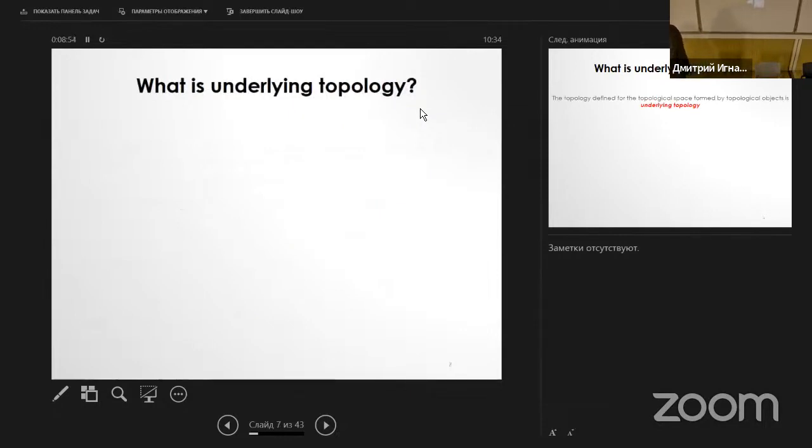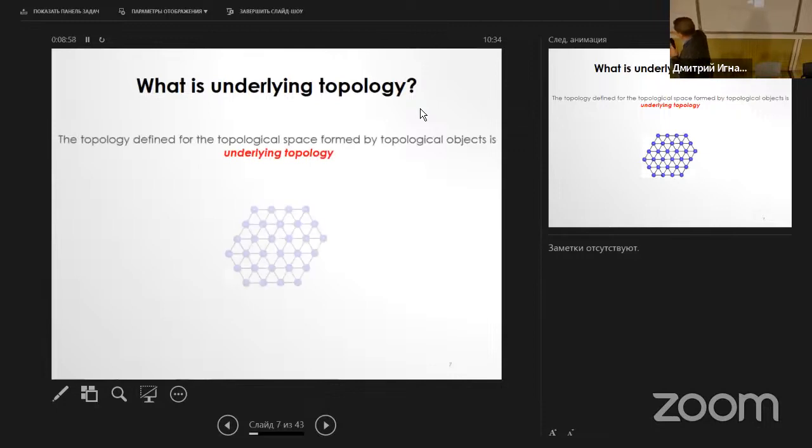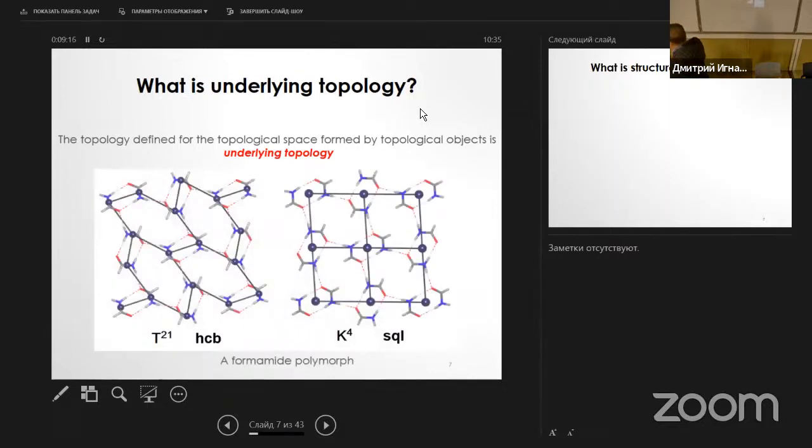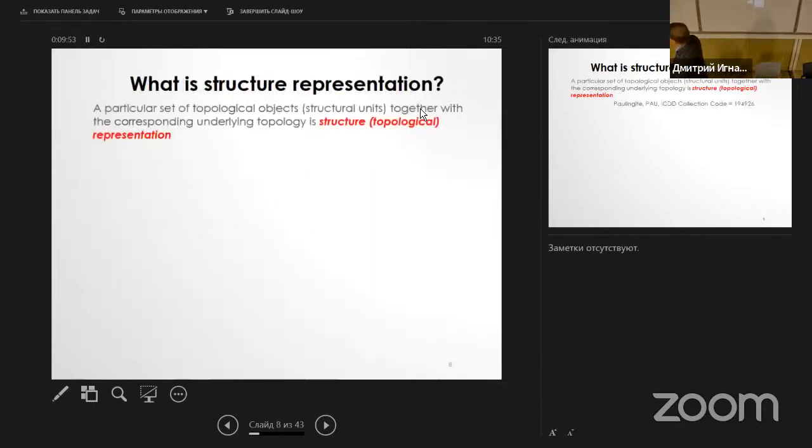Next, when we choose the object, we can determine the so-called underlying topology, which is the topology of the set of these objects. This is a trivial underlying topology because it coincides with the initial topology of the structure. But then we can choose some objects inside this structure, for example, molecules here in this formamide polymorph. And the black network shows us the network of centers of mass or centers of gravity of these objects. So we simplify our structure and determine just the method of connections between the complicated objects in this structure. Then as a result, we get some structure representation. And again, formally we have an infinite number of such representations.